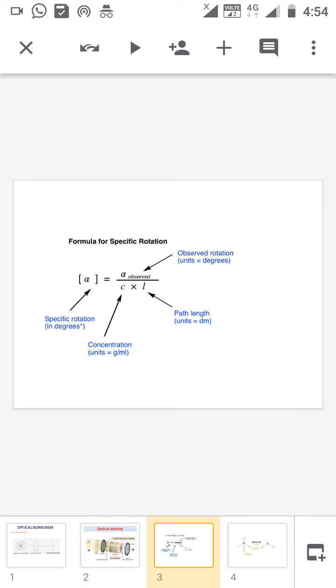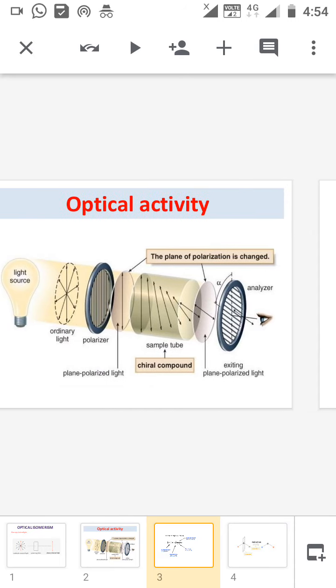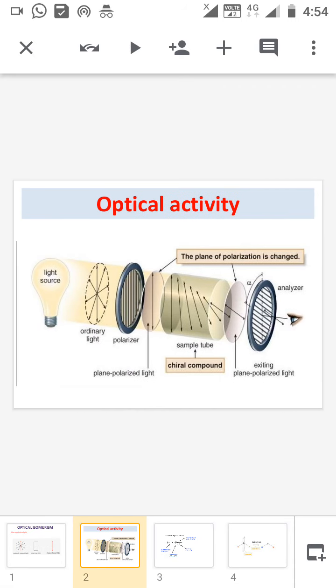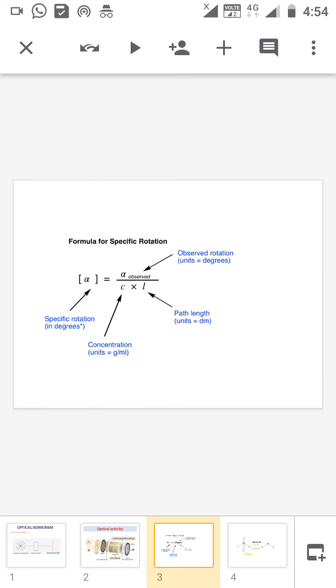This alpha observed is obtained from the polarimeter, and C is the concentration and L is the length of the container, that is the sample holder, the length of the sample tube which is used in the polarimeter. It must be a constant, but the unit of the length of the container must be in decimeter.